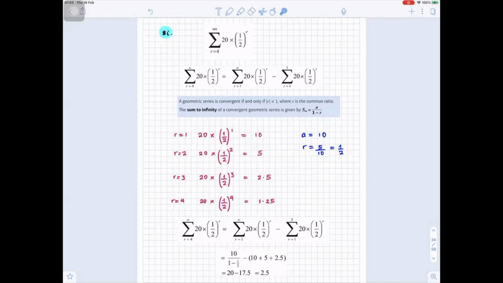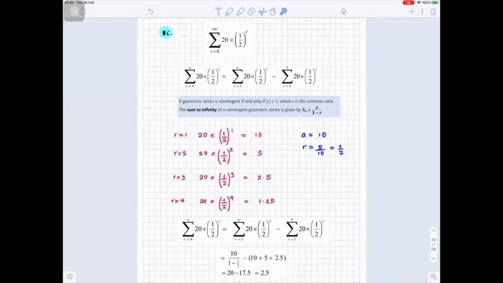When we substitute the values, sum to infinity using this formula here. So a is 10. A goes there. And the 1 stays there. And the common ratio is a half, which is that.